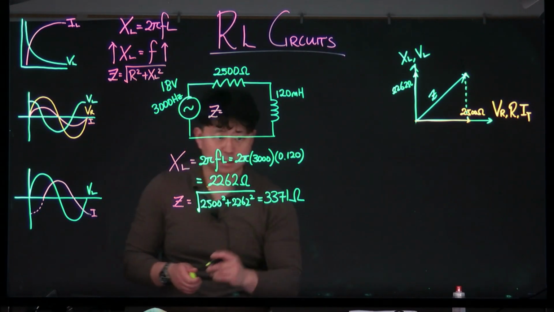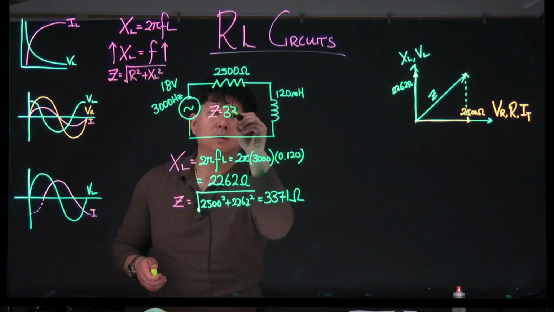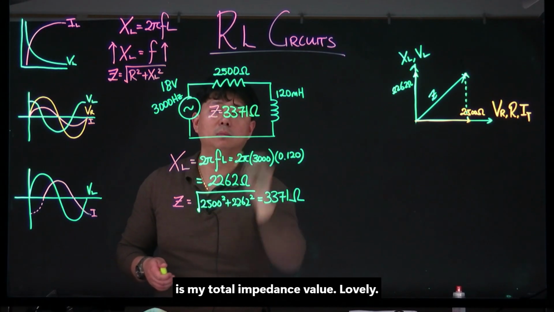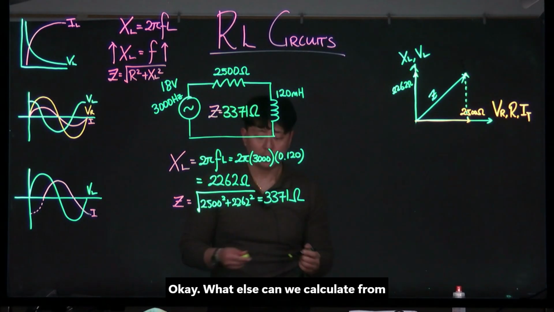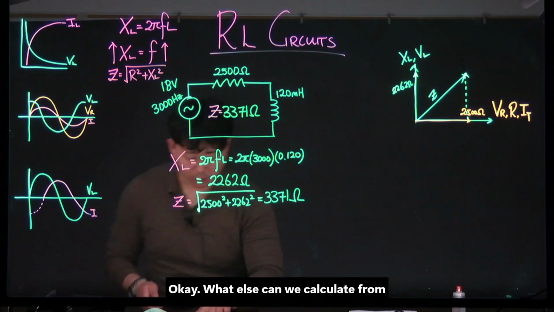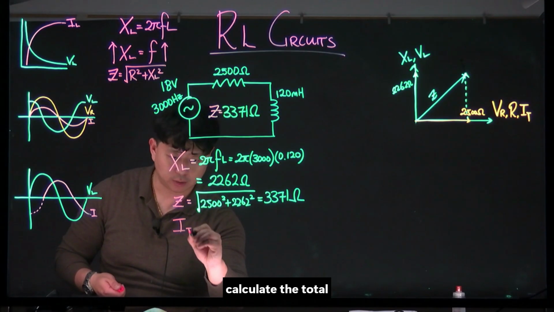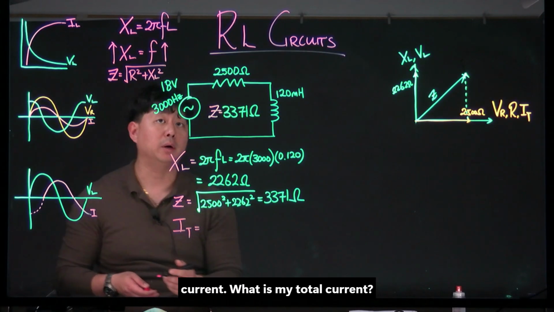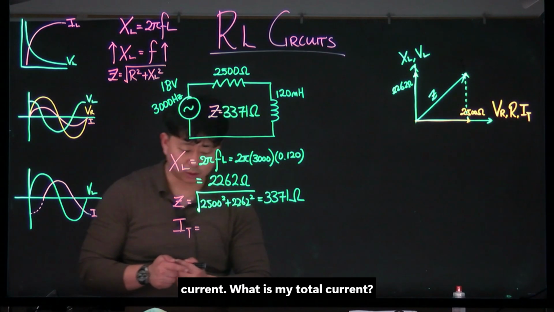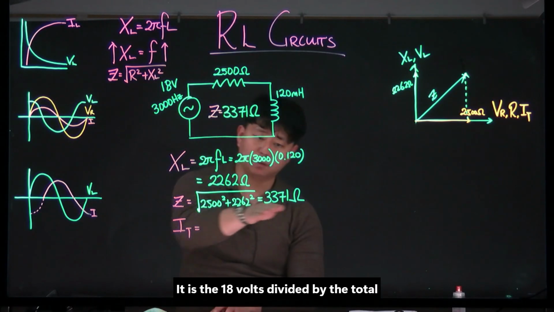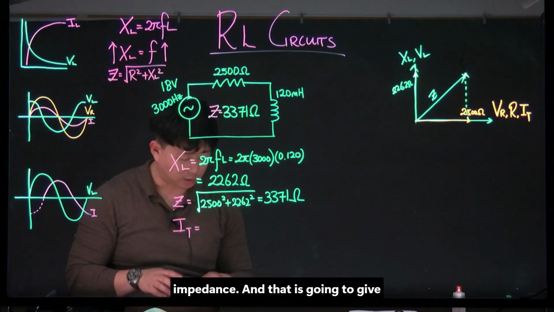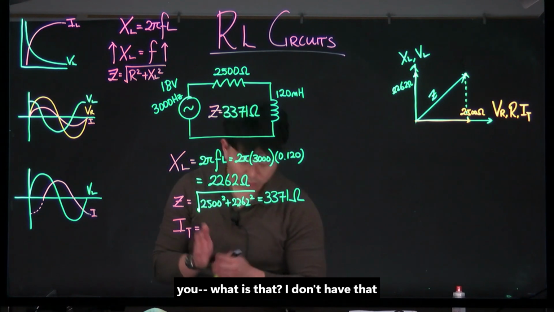Anyways, 3371 is my total impedance value. Lovely. Okay. What else can we calculate from there? We have the total impedance, so I can calculate the total current. What is my total current? It is the 18 volts divided by the total impedance.